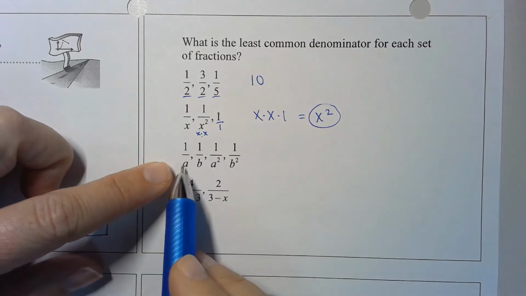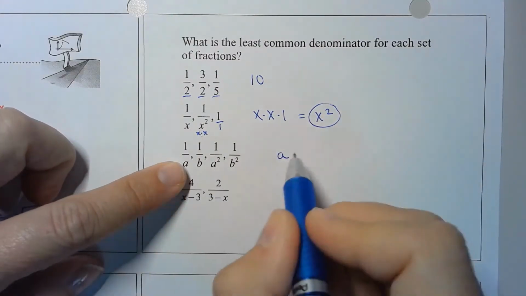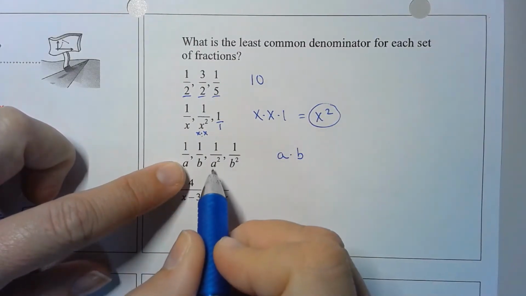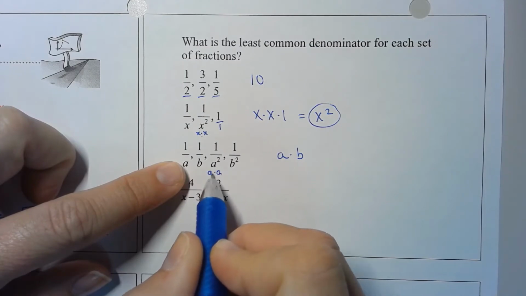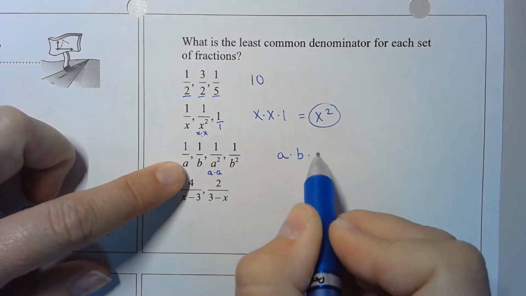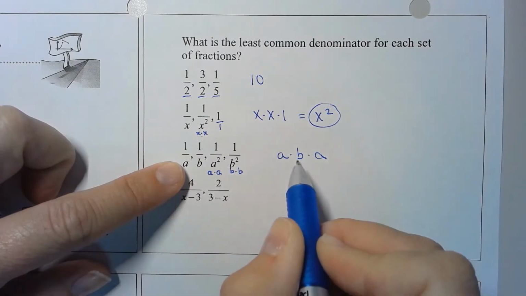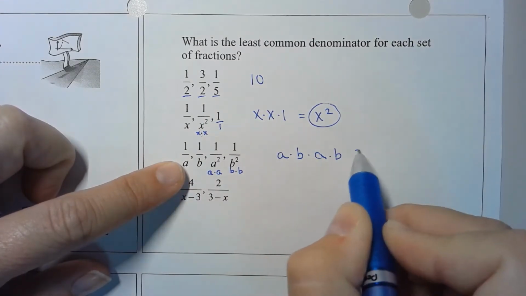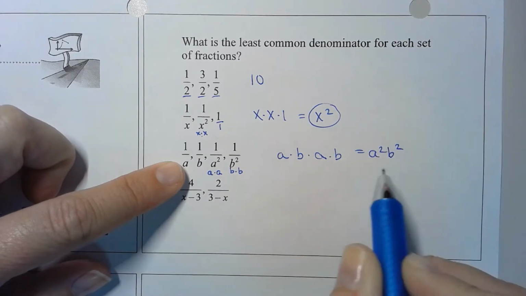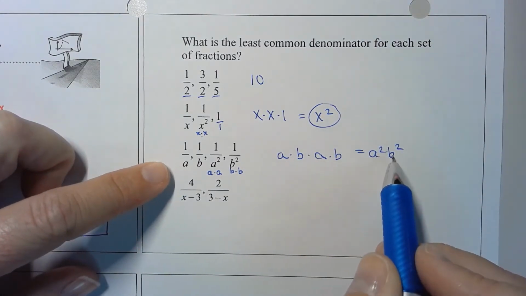Okay. Here I need an a. I need a b. This denominator says I need an a squared, which is a times a. Well, I already have 1a, so we need another one. This is b squared, which is b times b. I already have one of them. I just need another one. So my LCD is a squared, b squared.